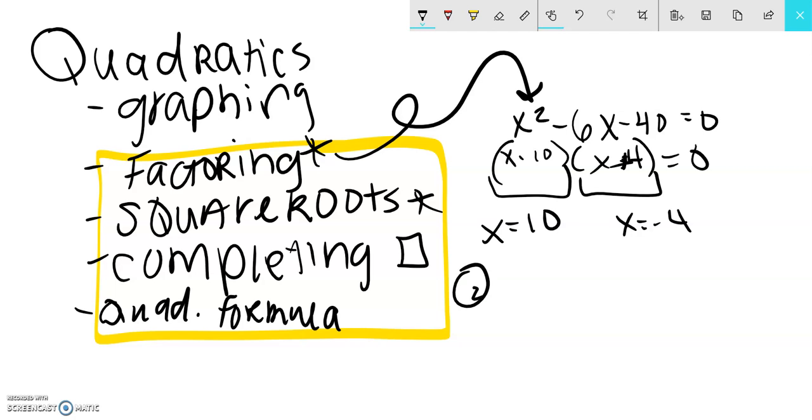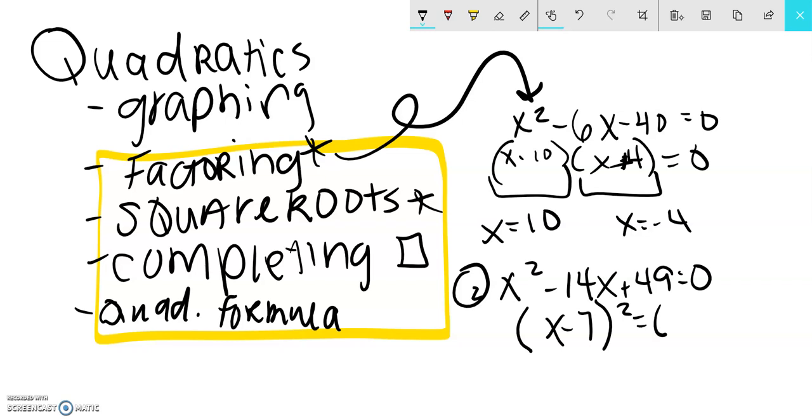Okay, the second one I want you guys to try is going to be x squared minus 14x plus 49 equals 0. Go ahead and pause your screens. Try this one on your own. What multiplies to 49 and adds to negative 14? Well, we know (x minus 7) squared equals 0. All right, so we know x would have to equal 7. So there's one solution for that one.